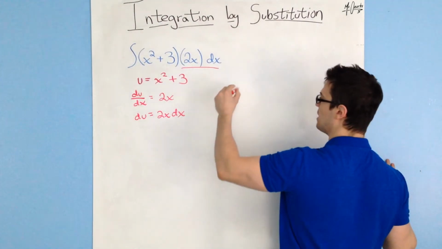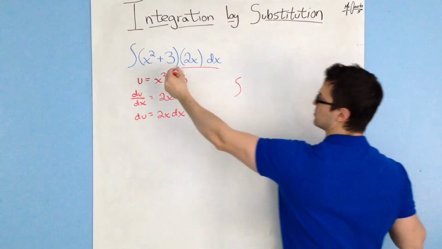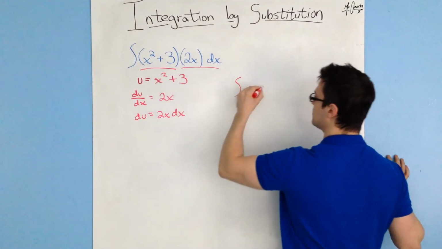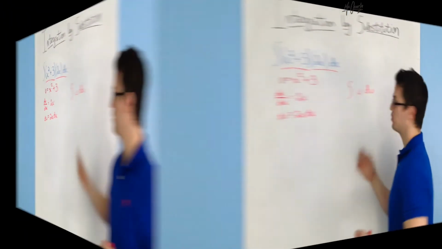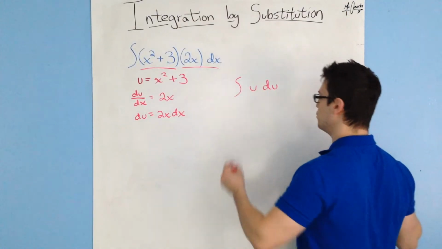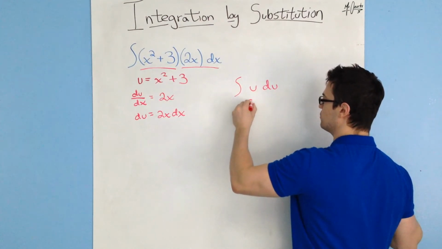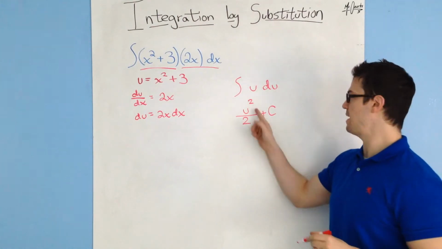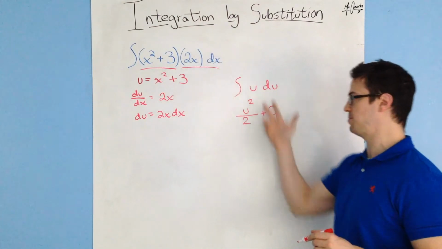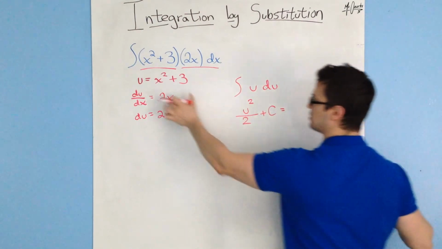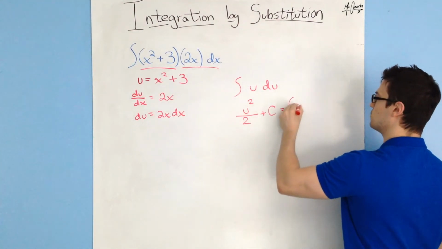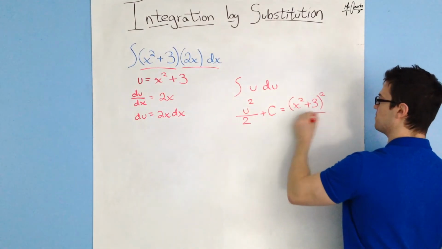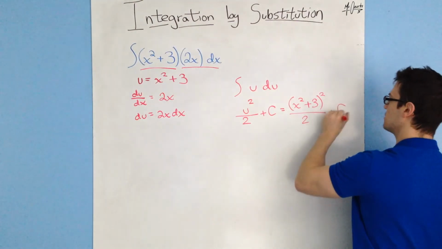So after substituting, you'll end up with something that looks like this. I'm substituting the u in for this, so you'll have the indefinite integral of u du. So you should easily be able to figure out the antiderivative of u. In this case, it would be u squared divided by 2 plus c. Okay, now we know what u is, so the last step would be to substitute everything back in here. So now we're going to substitute this x squared plus 3 in here. So we have (x squared plus 3) squared, now it's squaring all of this, divided by 2 plus c.